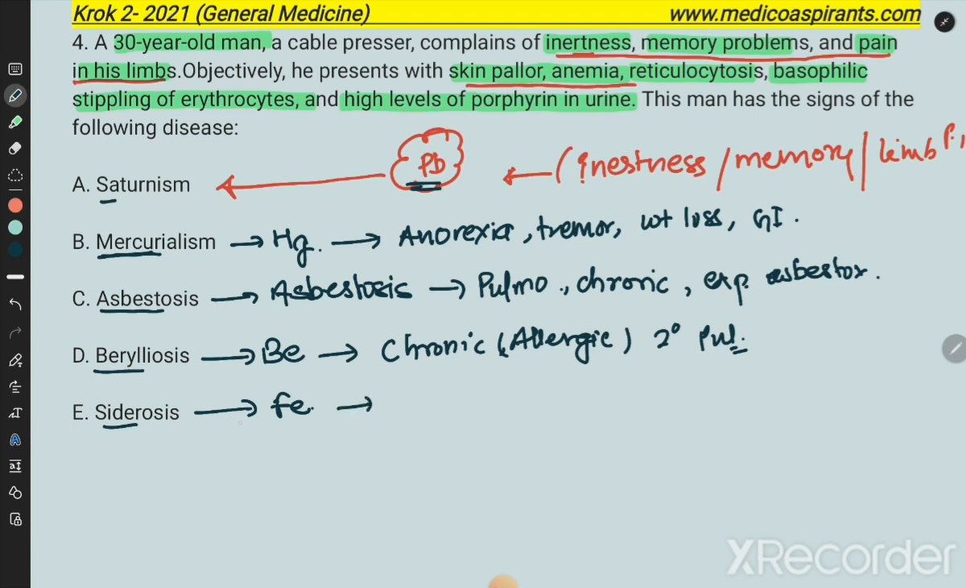Next one is siderosis, where there is a deposition of iron. It is used for an environmental lung disease, known as siderotic pulmonary disease or welder's disease, a form of pneumoconiosis. Other names are pulmonary siderosis, welder's disease. So it is most commonly known as welder's disease.